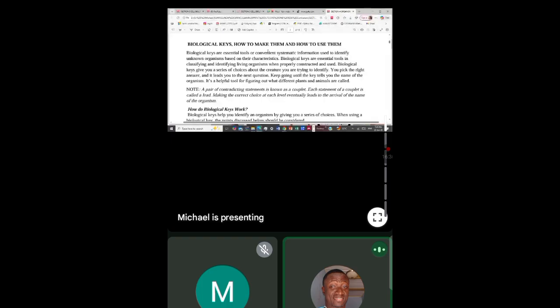So I say that it is round. It has two faces. It has maybe ridges on the edge. So at least that will give an idea. I'm talking about something that looks like a coin. So based on the lead, you are able to identify what we are talking about, which is the coin. Biological keys are essential tools in classifying and identifying living organisms when they are properly constructed. So based on the construction of these biological keys, we are able to identify organisms.